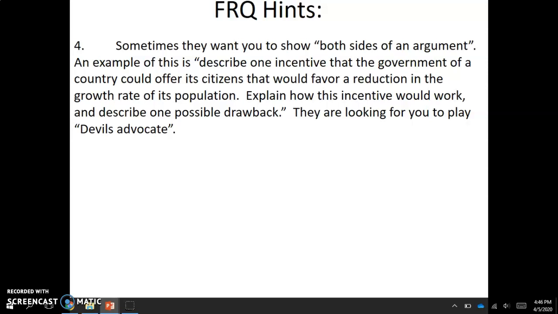Sometimes they want you to play devil's advocate, so just make sure that you are explaining incentives and then drawbacks. Basically, if they're looking for you to play devil's advocate, you are answering in opposition to what you normally would think. So just use, again, scientific-based evidence. Make it sound good. Make it sound like you know what you're talking about, because I know you do. All right, so just keep that in mind as you move forward.